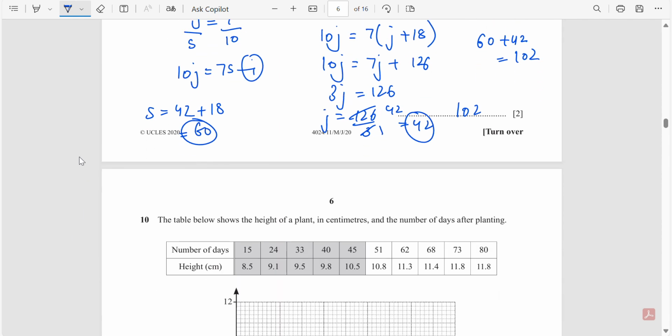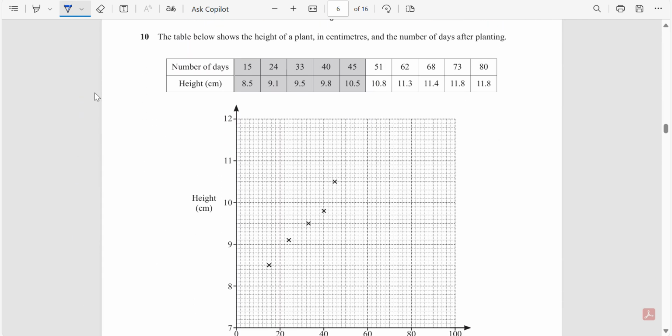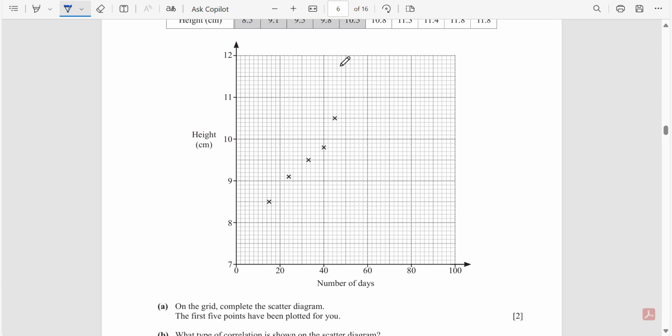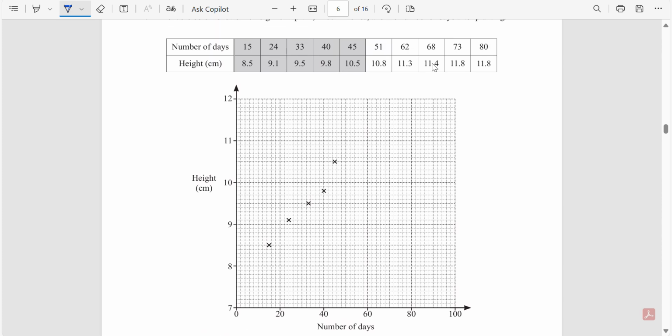Okay. The table shows the height of a plant in centimeters and the number of days after planting. So here we have number of days and height. On the grid, complete the scatter diagram. The first 5 points have been plotted for you. So we need to plot these 5 points. First we have 51 and 10.8.